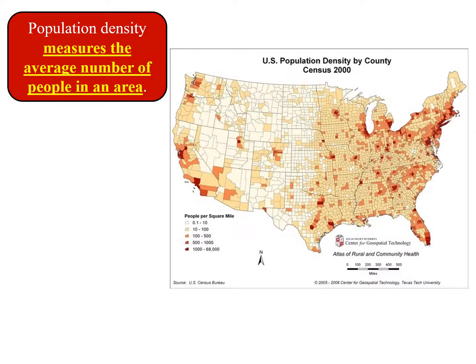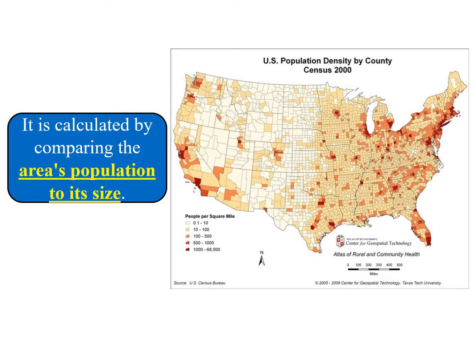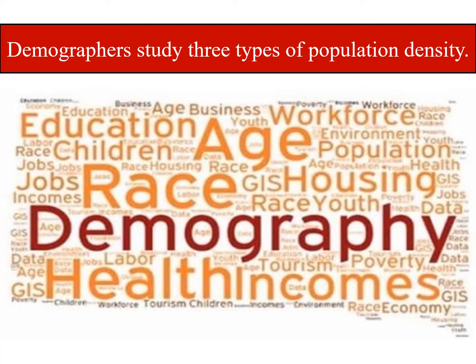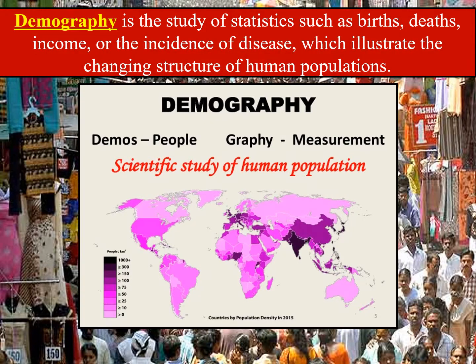Population density. Population density measures the average number of people in an area. Again, it's called arithmetic density, and you find it by calculating the area's total population divided by its size. It's usually expressed in the number of people per square mile or square kilometer. And again, demographers study those three different types of population density, which include arithmetic density, physiological density, and agricultural density. Demography is the study of statistics such as births, deaths, income, or the incidence of disease, which illustrate the changing structure of human populations.